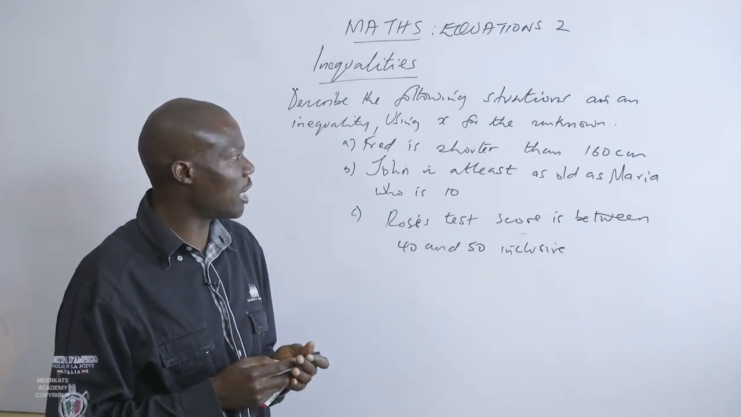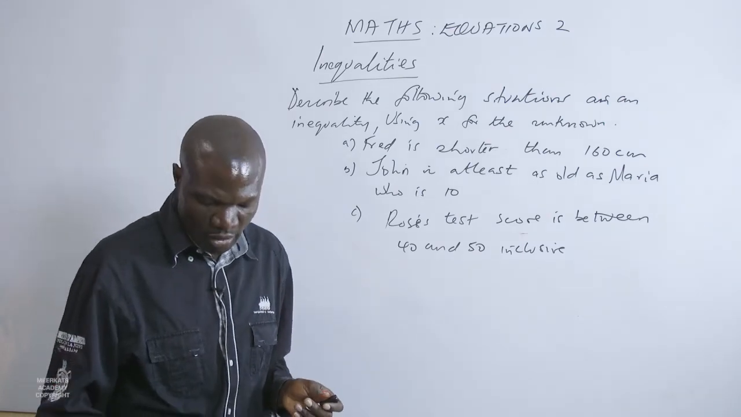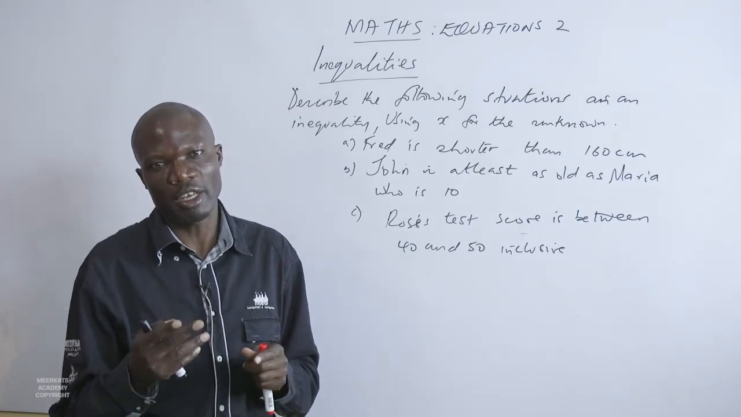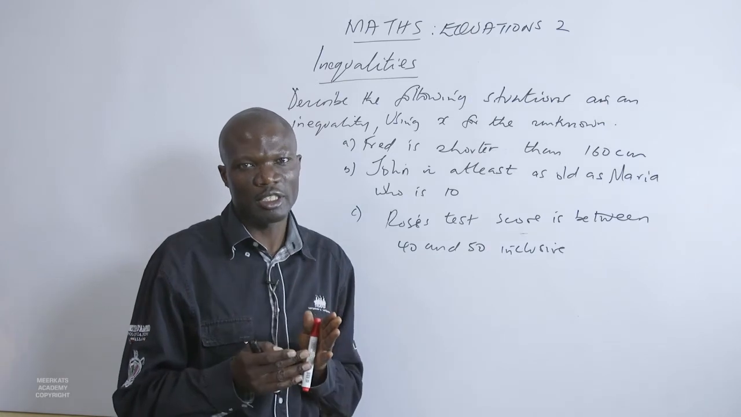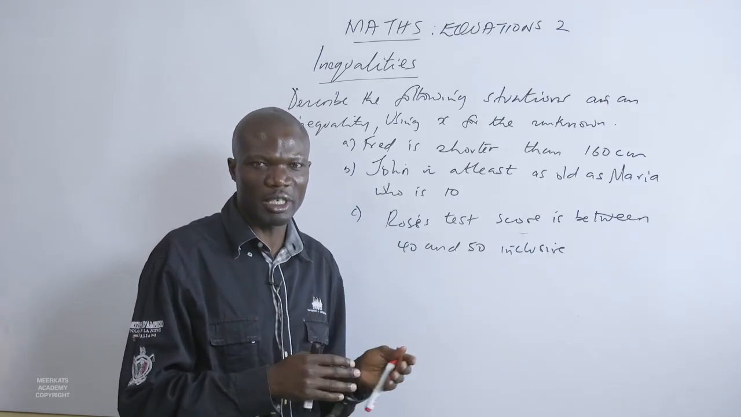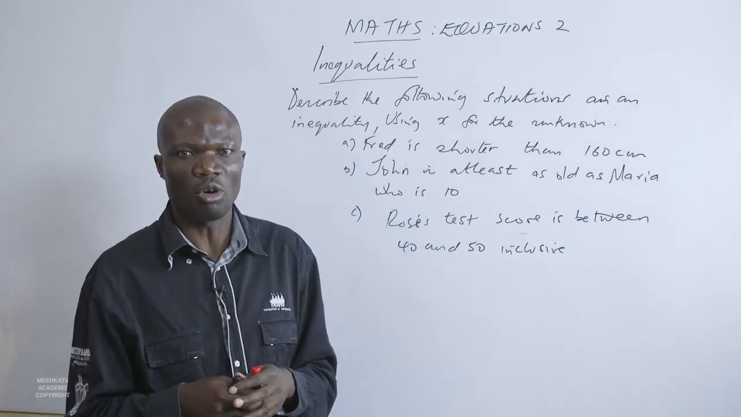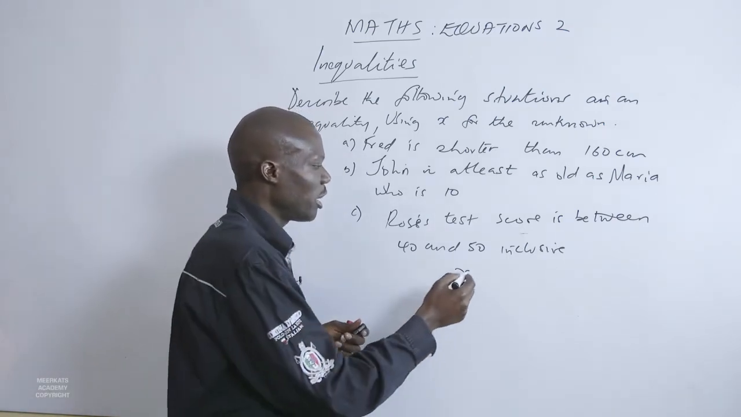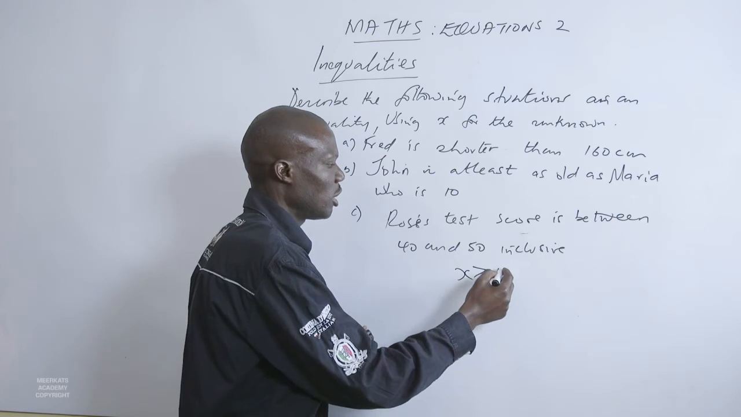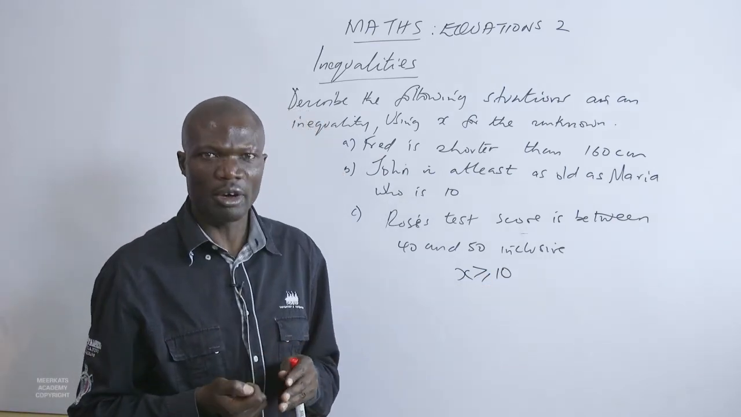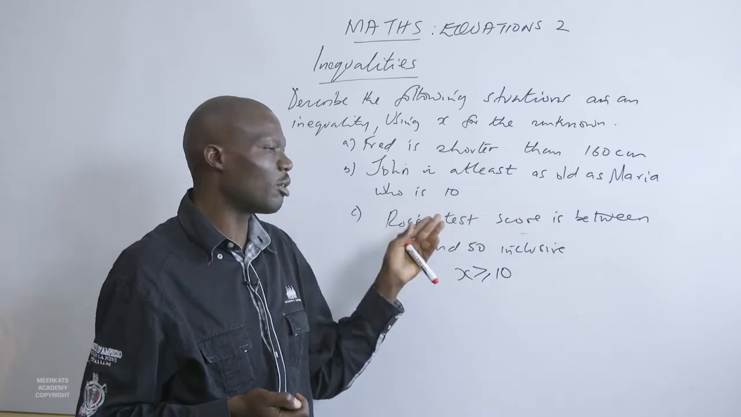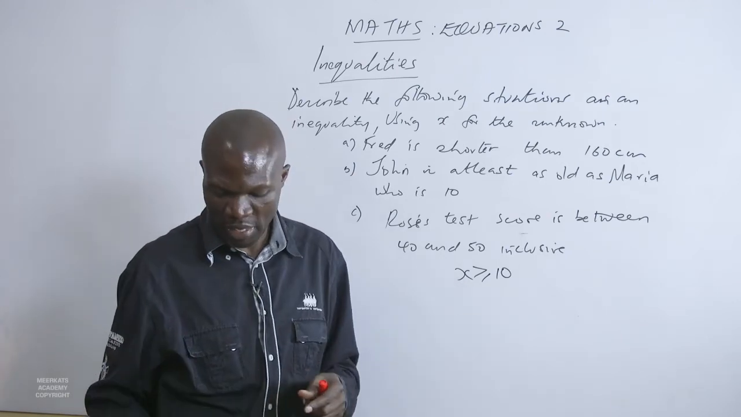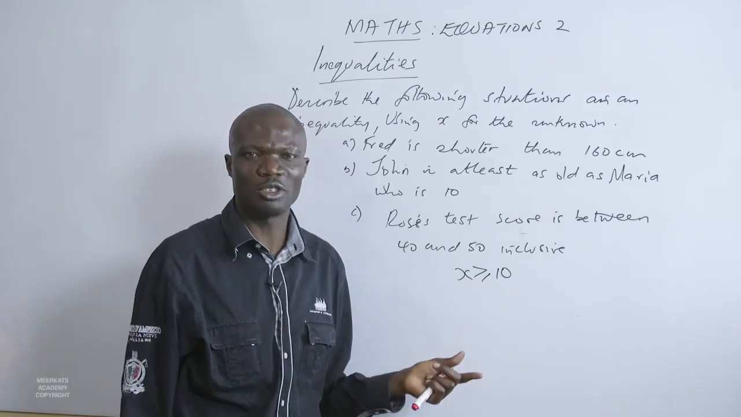John is at least as old as Maria, who is 10. When you talk of at least, it means he may be 10, but if not 10, he is more. So if we assign x to be the age of John, then John will either be greater than or equal to 10, because he is at least as old as Maria, who is 10. If Maria is 10, John is either 10 or more. That's why we say x is greater than or equal to 10.